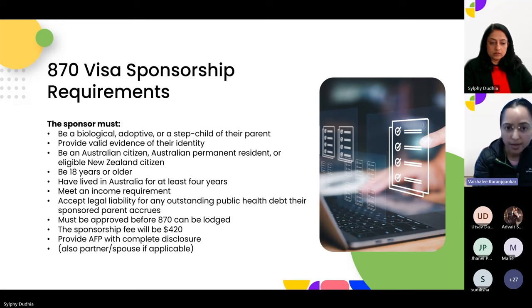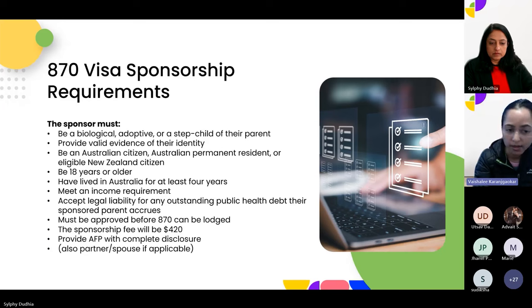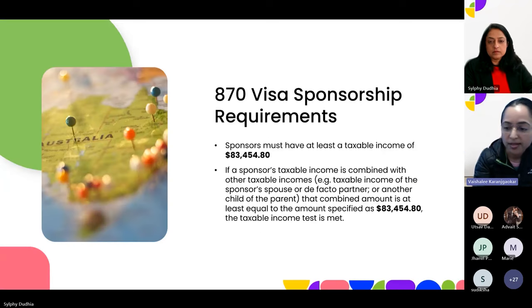When the sponsor is applying for sponsorship, in addition to their identity documents or evidence of birth, etc., they also need to provide an AFP check. If the child has a partner, both the partner and the applicant have to provide their AFP, regardless of whether the partner is contributing to the finances or not.